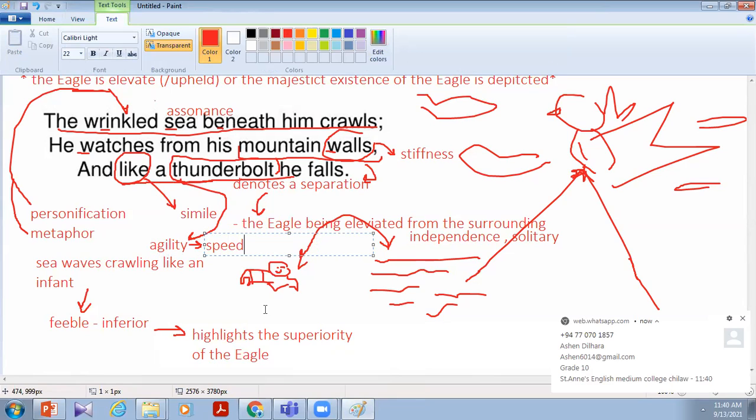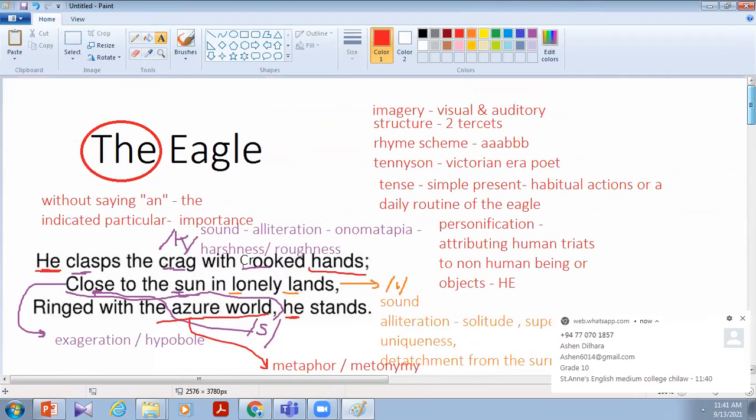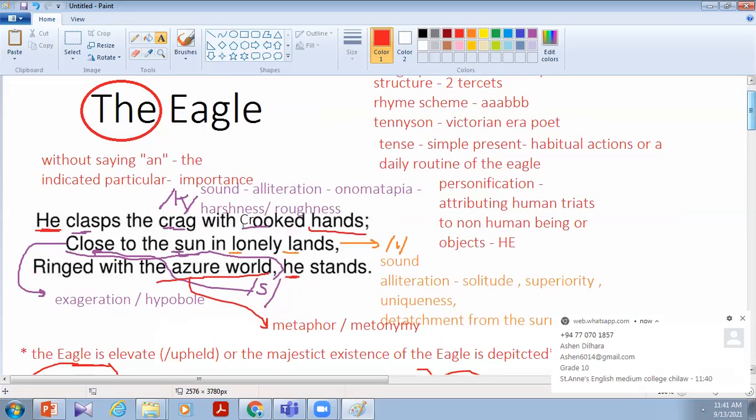Right? Speed or agility. Yes, it also says stiffness. So what does it come for? Early in the morning, we just take it as a sum total. What happens? There's an eagle on a crag with crooked hands.